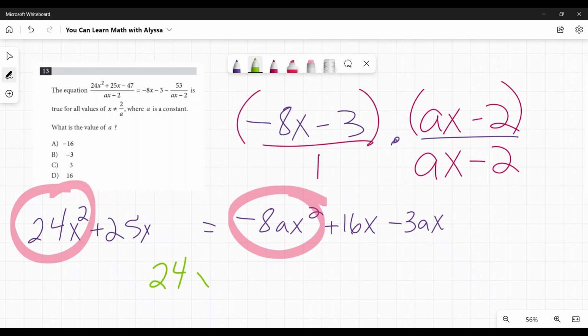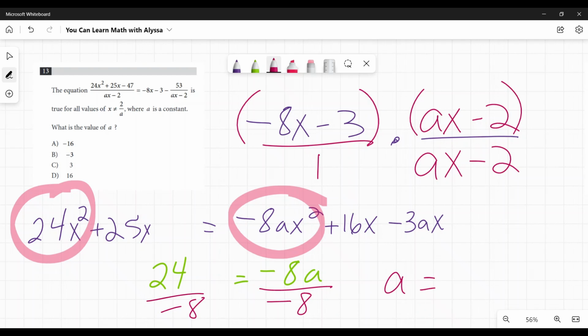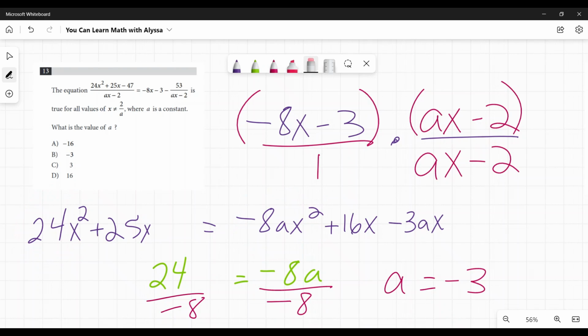So on the left, you have 24x squared, and it equals negative 8ax squared. I can divide both sides by x squared, and that gets rid of those x squareds. I'm left with 24 equals negative 8a. To get rid of that negative 8, I divide both sides by negative 8, and a is equal to negative 3.